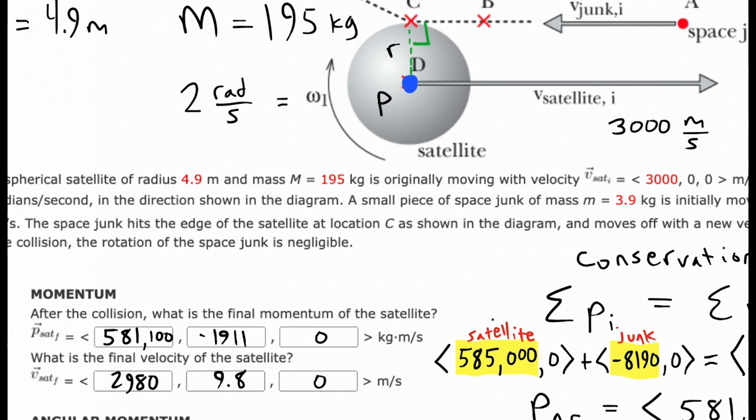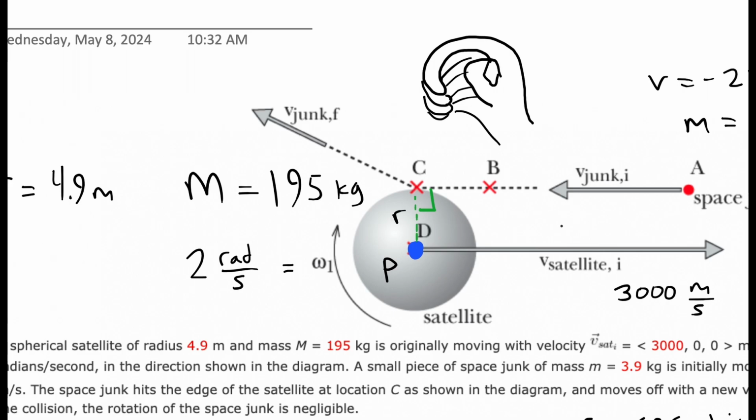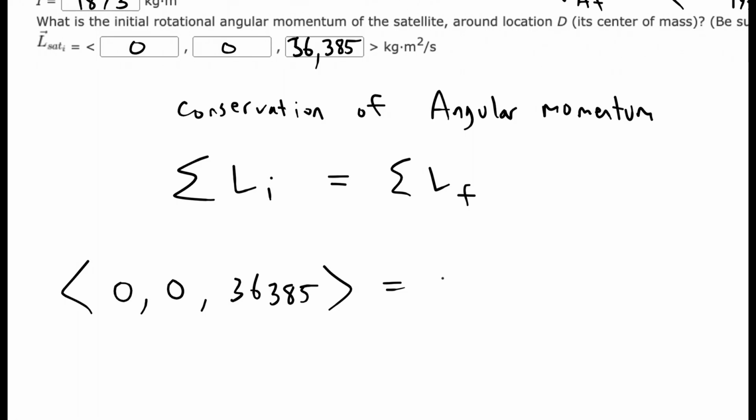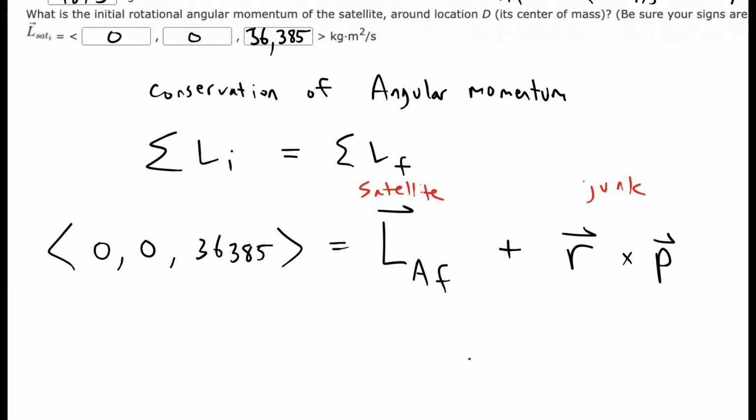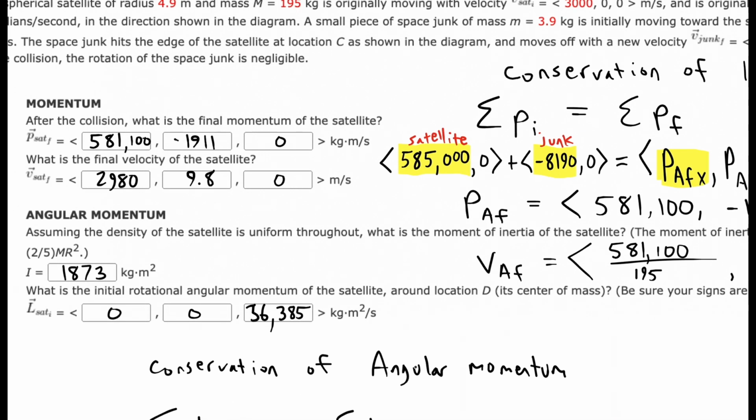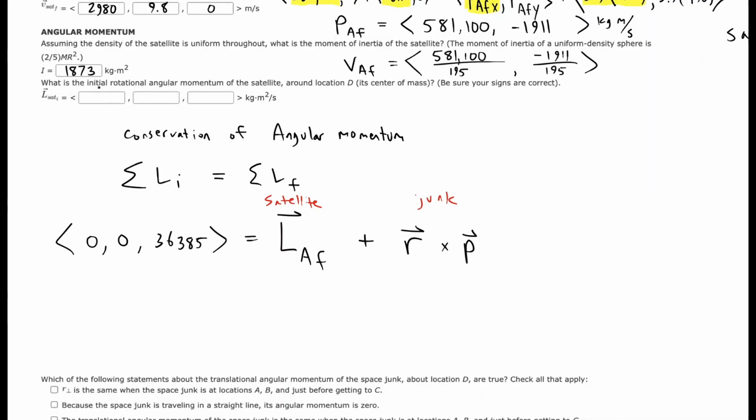And they gave us the final speed of that space junk, so we could find his final angular momentum about the pivot point P. So what's his new angular momentum? I'm going to let this be L_A final. That's the satellite. And then for the junk, you just have to do R cross P. Then you could finally solve for the L. So we're actually going to put the initial angular momentum of the satellite into these boxes.